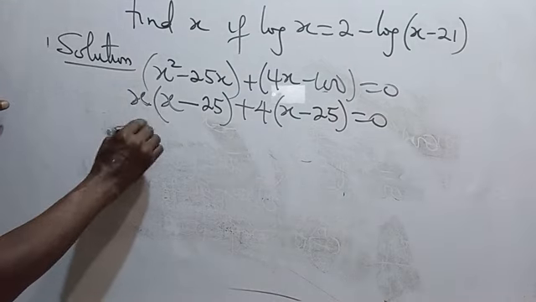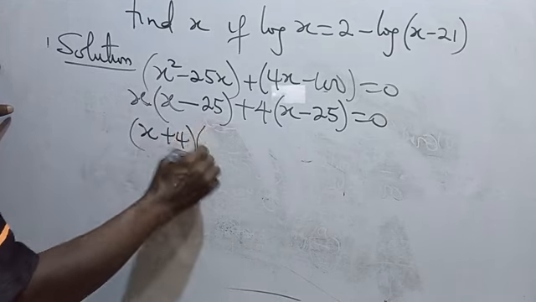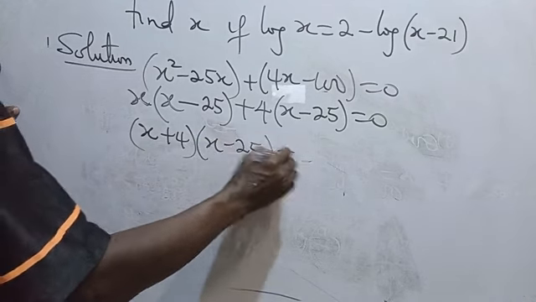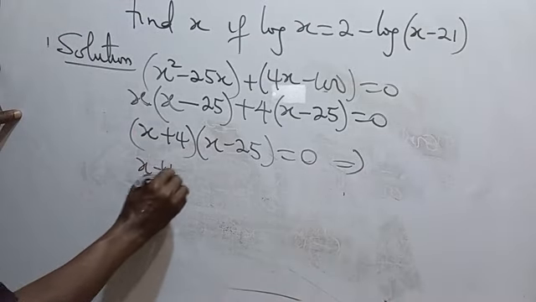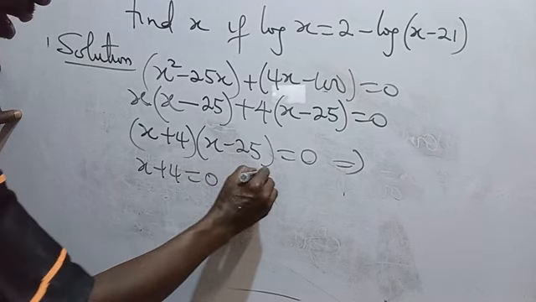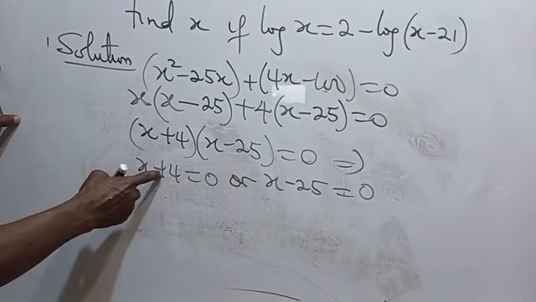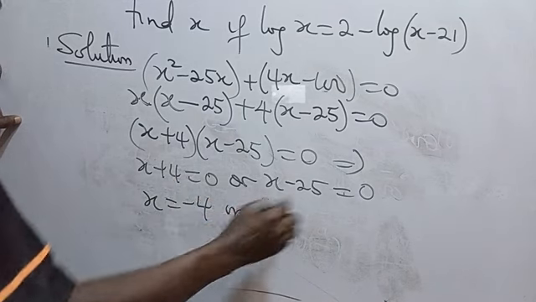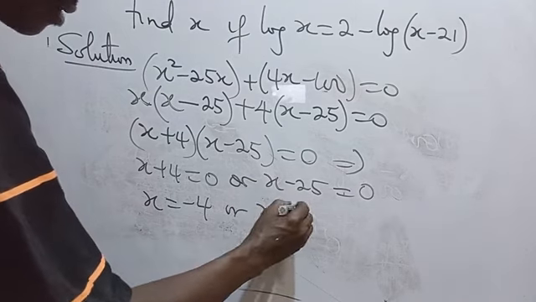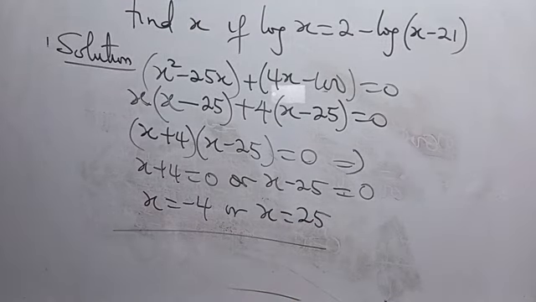So we now have x plus 4, that is the one outside, then take one out of the bracket ones, x minus 25, is equal to 0. That implies x plus 4 is equal to 0, or x minus 25 is equal to 0. Taking 4 to the other side, x is equal to minus 4, or, taking 25 here, x is equal to 25. So therefore, x is equal to minus 4 or x is equal to 25. That is the solution to the problem. Bye.